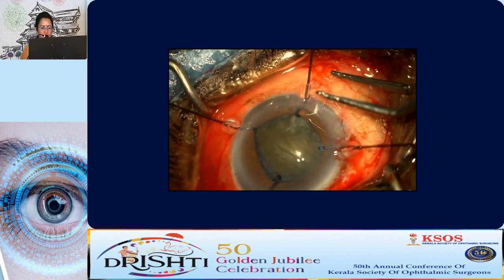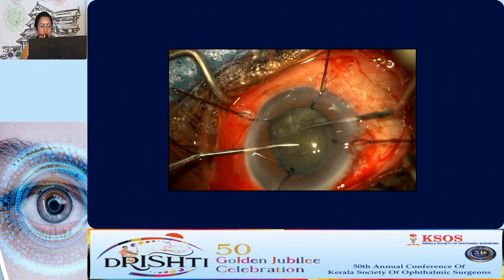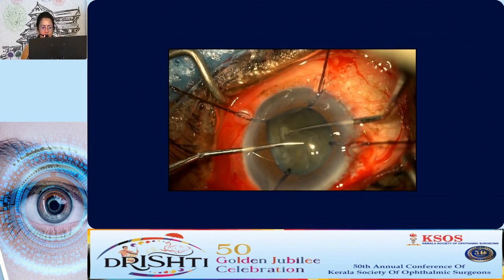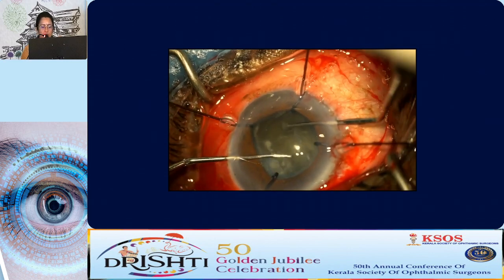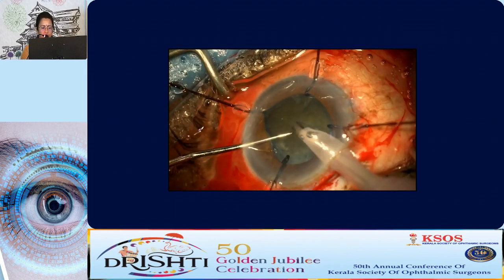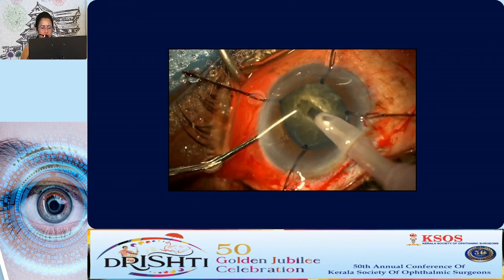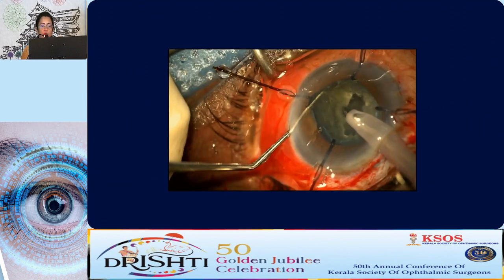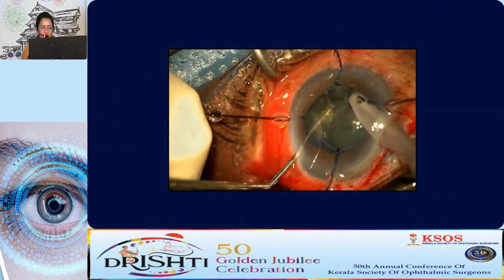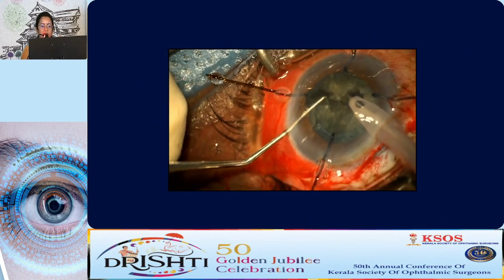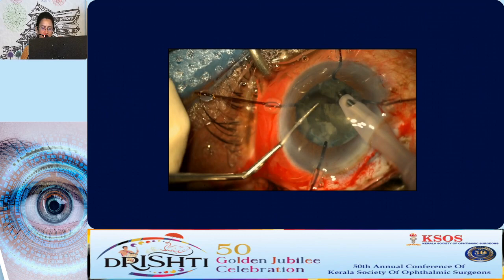And after supporting the capsule well, the nucleus was rotated bimanually so that it causes minimum stress on the zonules. So after that, when you are sculpting the nucleus, you should use enough phaco power so that there is no push on the zonules. You don't have to push the nucleus, and again the zonules have less stress.